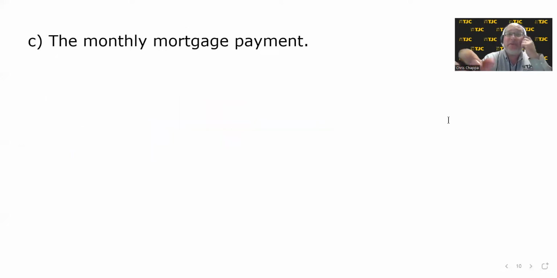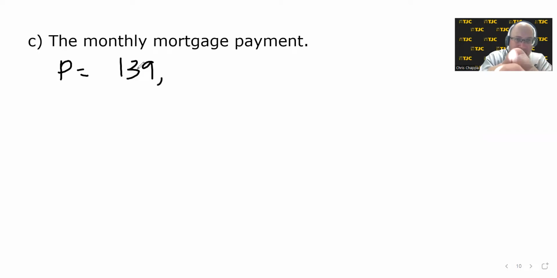So let's calculate the monthly mortgage payment. We have a mortgage amount of $139,500.